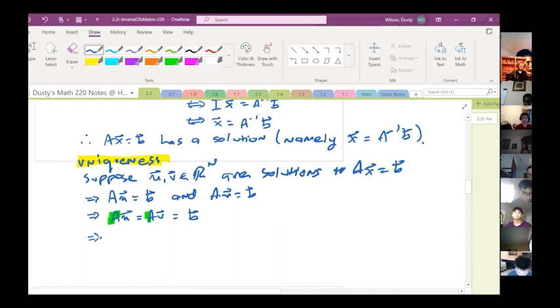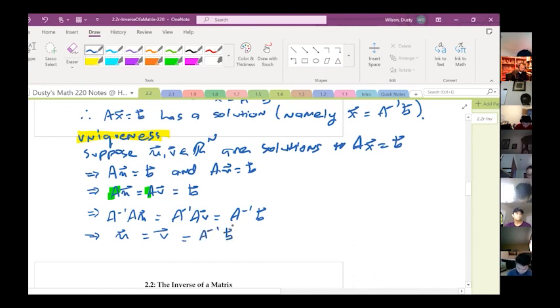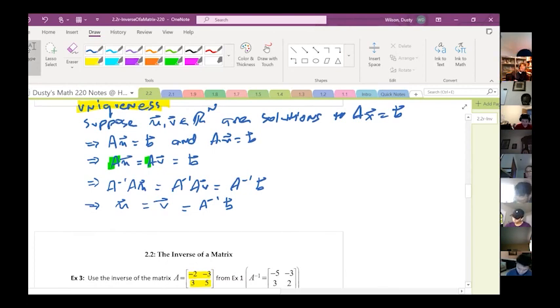We could multiply both sides by the inverse. So I could take A inverse times AU must be equal to A inverse times AV must be equal to A inverse B. But this tells me A inverse times A is I, times U is just U. A inverse times AV is just IV, or V. And we just showed that U equals V. So what are we saying here? We're saying therefore U equals V, and the solution is unique.